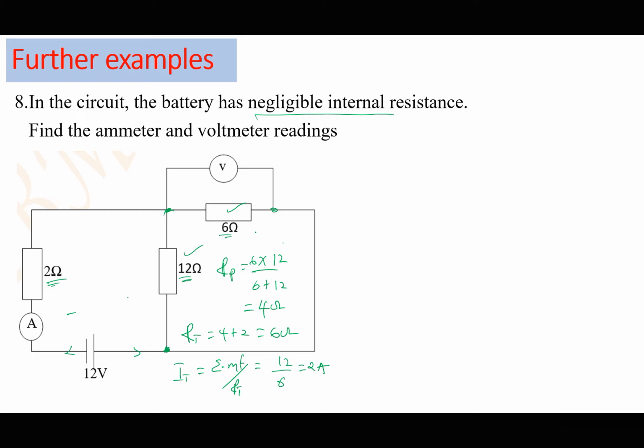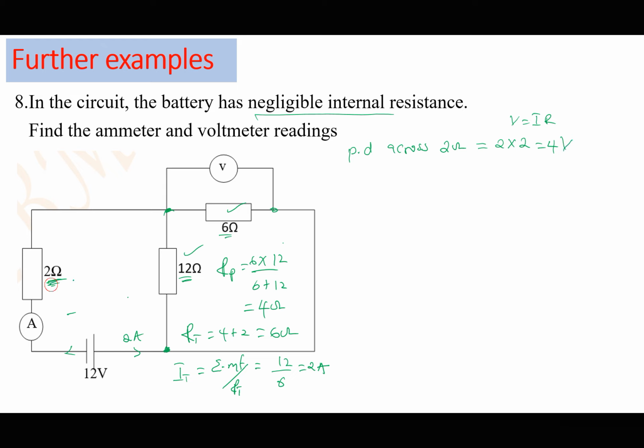There are two ways of getting this. Alternatively, remember the PD across 12 ohms is the same as the PD across 6 ohms. So I can just first of all find the PD across 2 ohms, using V equals IR, because the total current of 2 amperes flows through 2 ohms. So the PD across 2 ohms is going to be 2 times 2, which is equal to 4 volts.